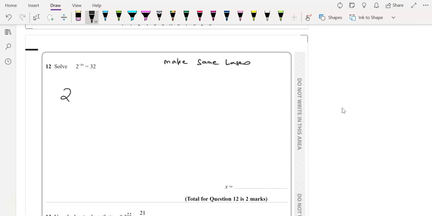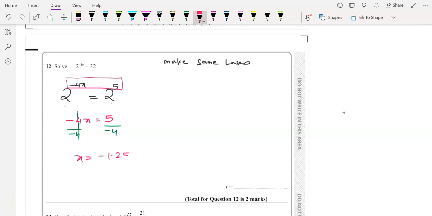Now here I have base 2 power negative 4x. So on the right side, in place of 32, I want 2 power something. If you work it out, you will see 2 power 5 gives me 32. Now since the bases are same, you can equate the powers. So minus 4x will be equal to 5. I need to find the value of x, so divide both sides by negative 4. So the final answer x is minus 1.25.